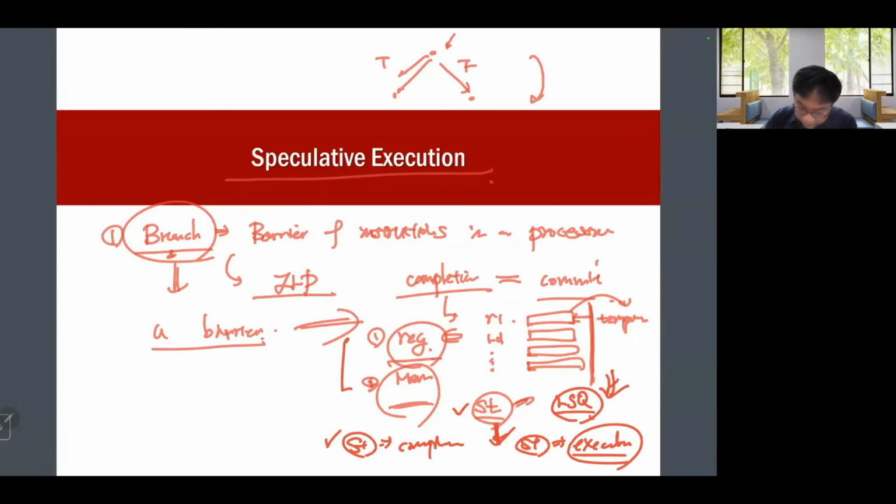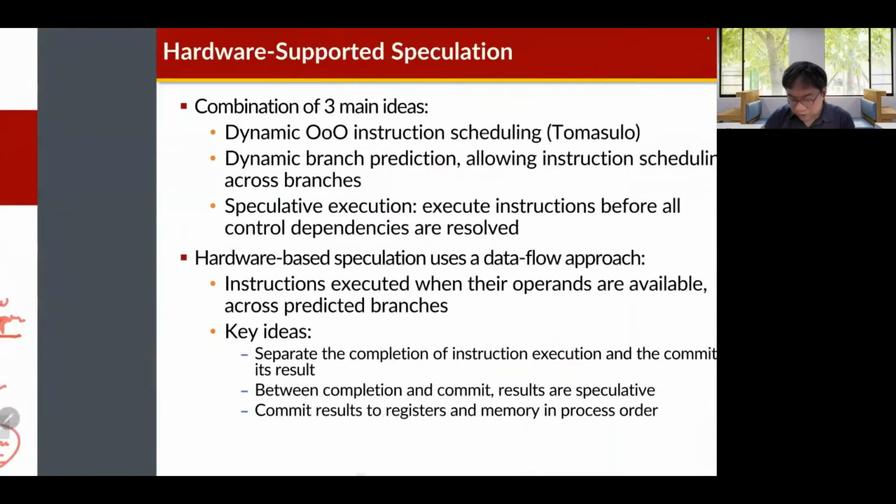For the normal instruction, the store instruction is pending until the branch is resolved. But for normal instructions that access the registers, I already explained that we need temporary storage. This temporary storage is implemented outside of the processor. Then we can implement speculative execution.